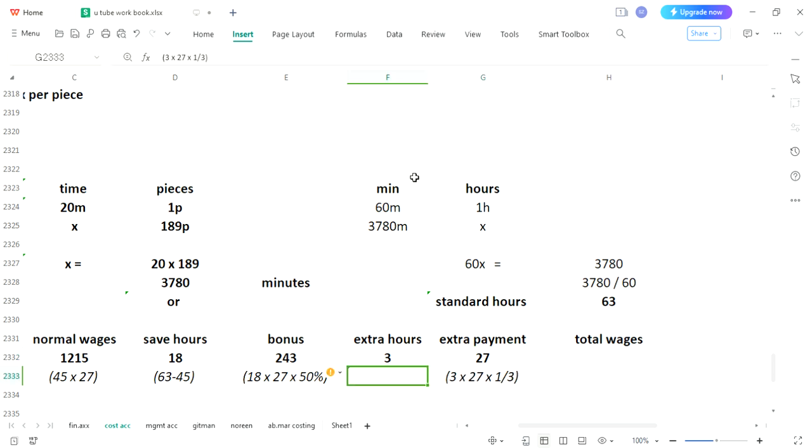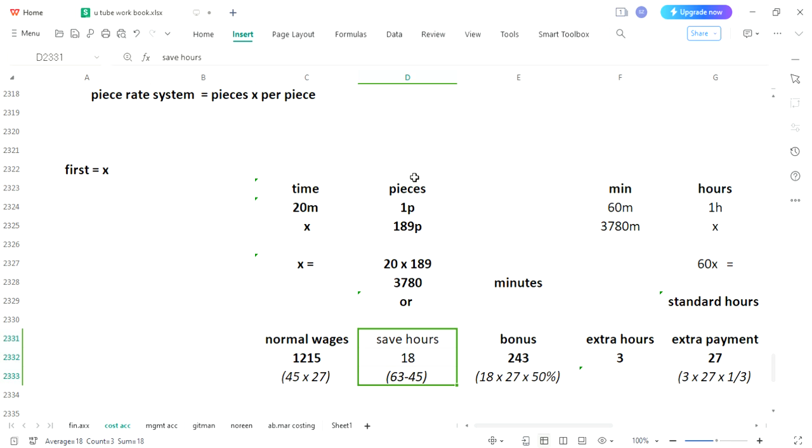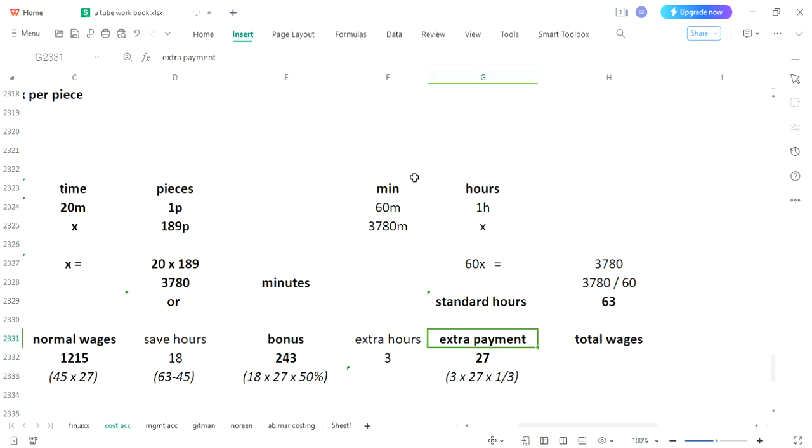In this way, all of calculation related to X has been completed. As you can see, we are calculating for X. First, we have calculated normal wages. Then we have seen any hours saved. Yes. Then bonus was calculated. These saving hours were just calculations, and extra hours still calculations. So we are not highlighting them. Now we have three major parts: normal wages, bonus, or extra payment. Why extra payment? Because he had worked extra 3 hours. Why bonus? Because he has saved 18 hours.